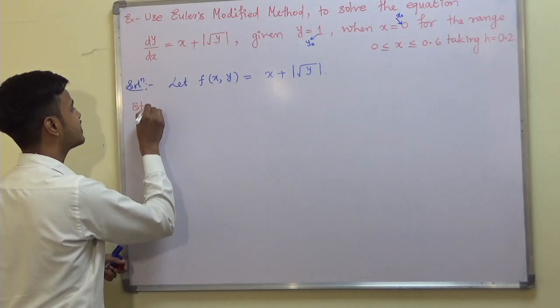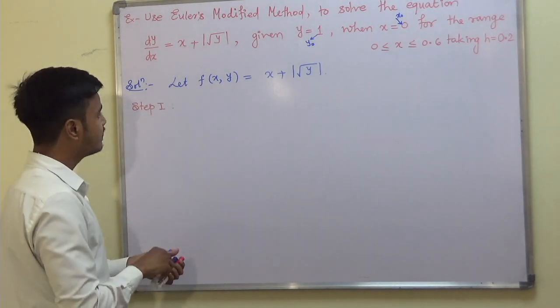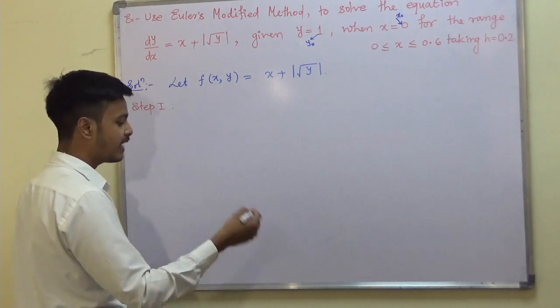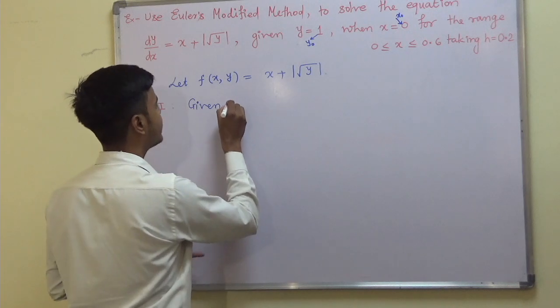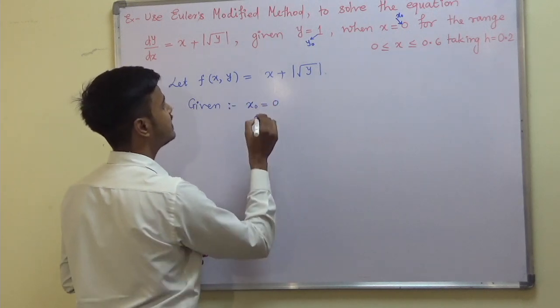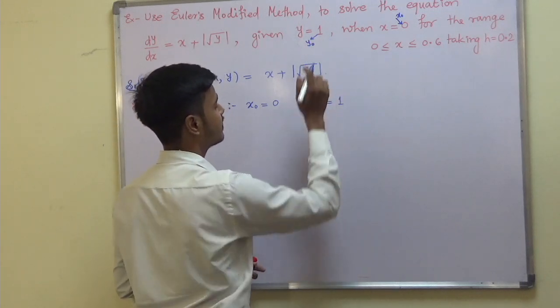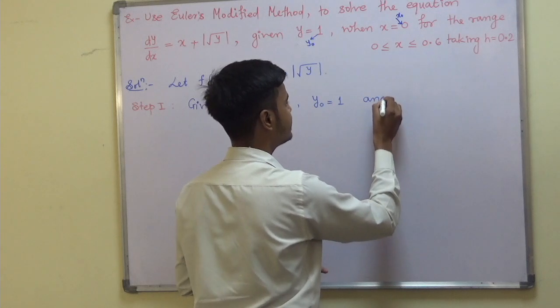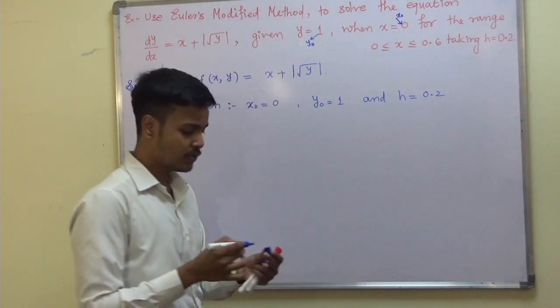I will include those things in step number 1. So let me write step 1, given. We are given that x0 is 0, y0 is 1, and the step size in this problem is h is equal to 0.2.